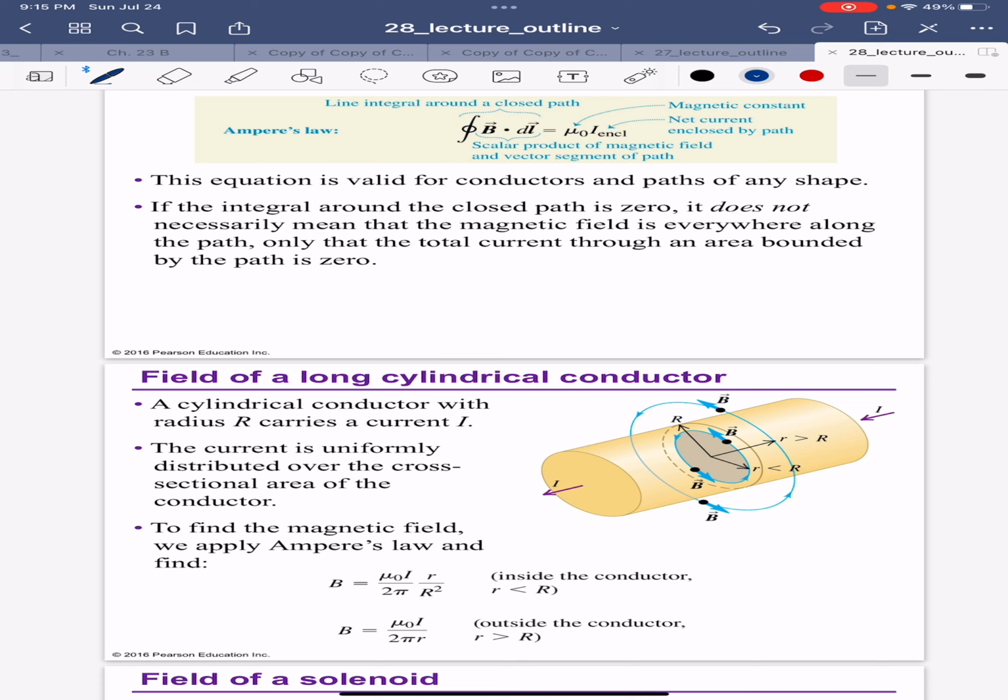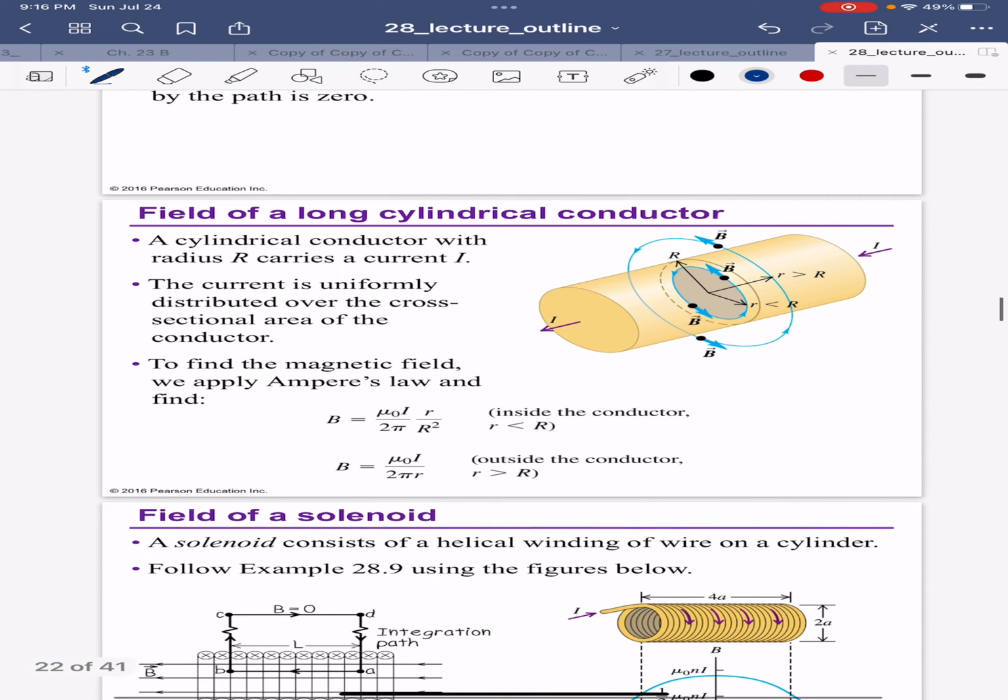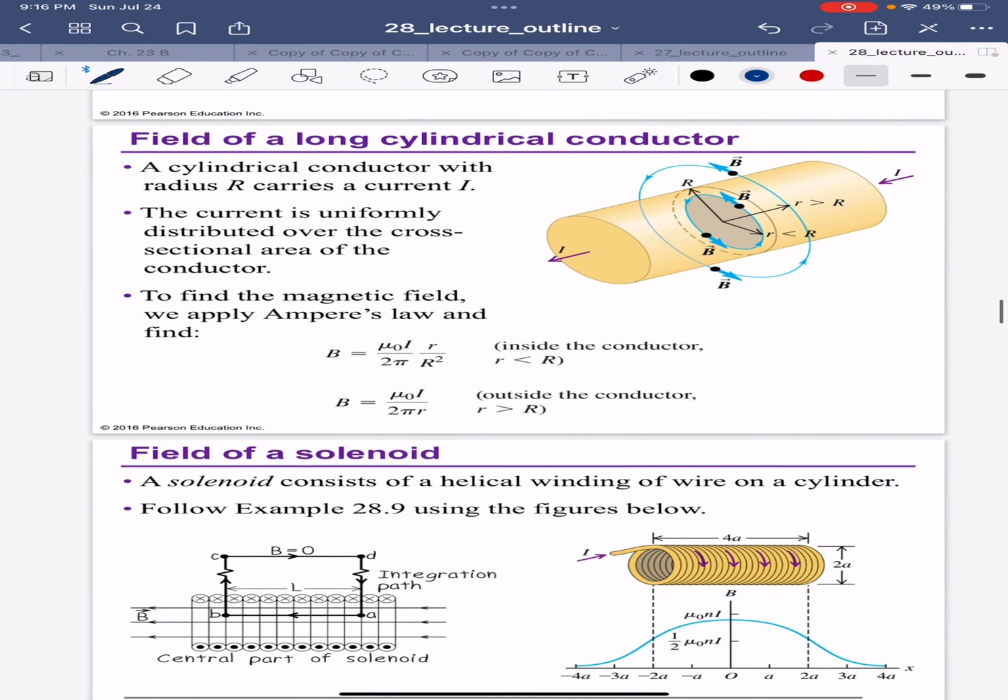This is inside the conductor, and outside the conductor is going to be very similar to the formula that we have before, mu 0 I over 2 pi r.